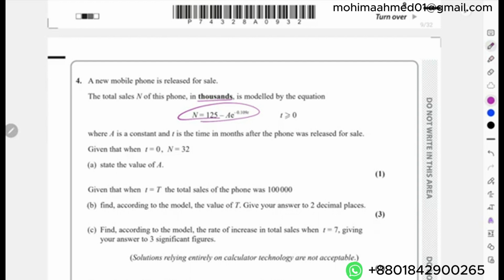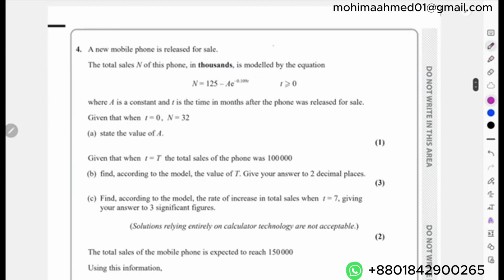Now this was in terms of thousands, right? That means this entire equation is in terms of thousands. 125 is actually like 125 thousand, in this format. It's kind of like 12.5 thousand indicating. So this is entirely in terms of thousands. That's why this "thousands" is written in bold, because everything in this part is written in terms of thousands.